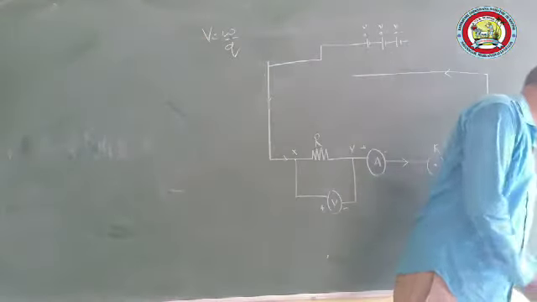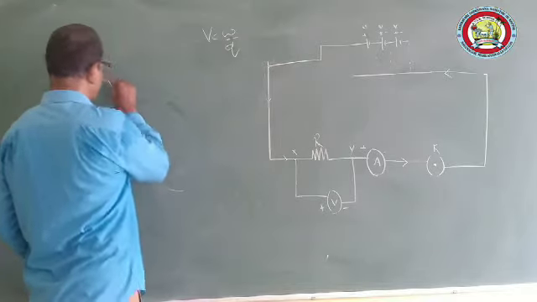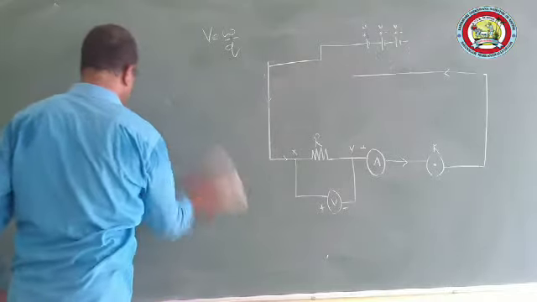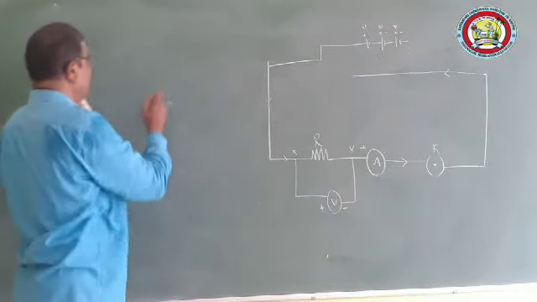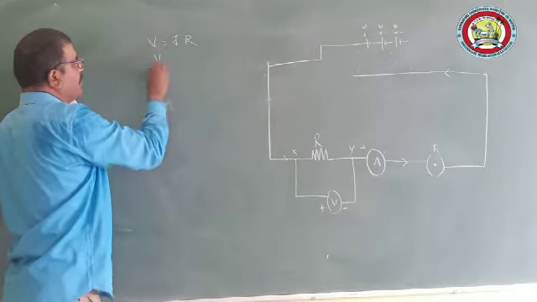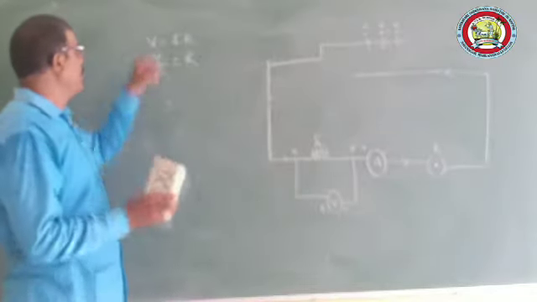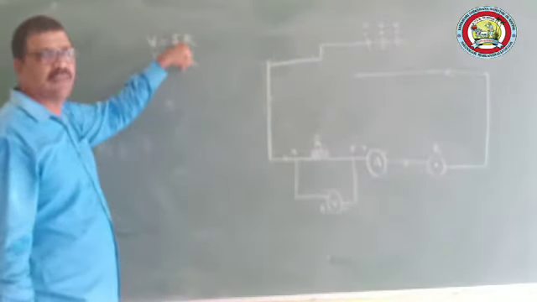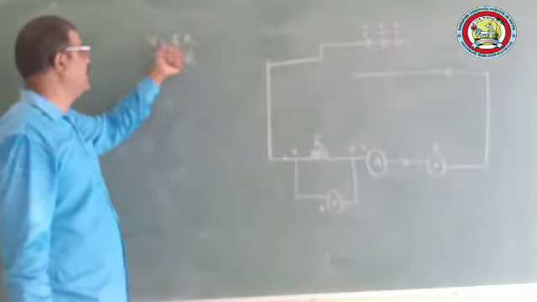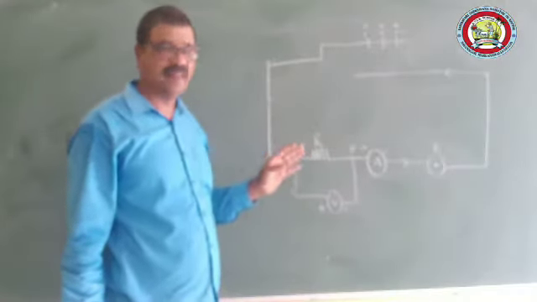Now, let us verify Ohm's law. What is Ohm's law we got? Ohm's law we got as V is equal to IR, or V by I is equal to R. What is Ohm's law? The potential difference is directly proportional to the current flowing in the conductor, which is given by V is equal to IR. Now, let us verify Ohm's law.